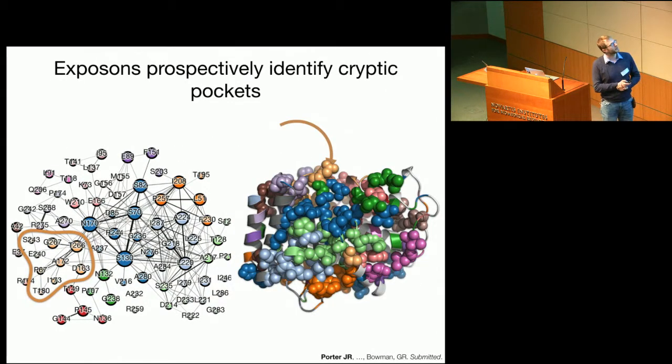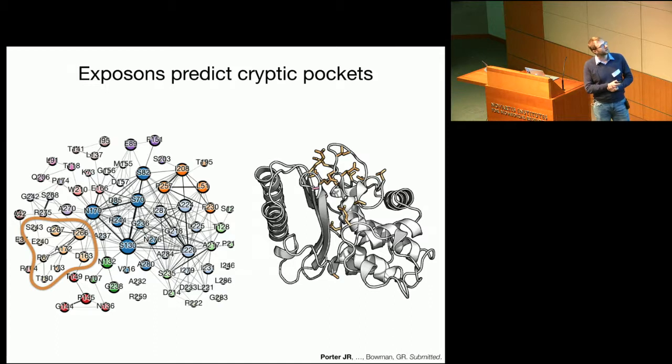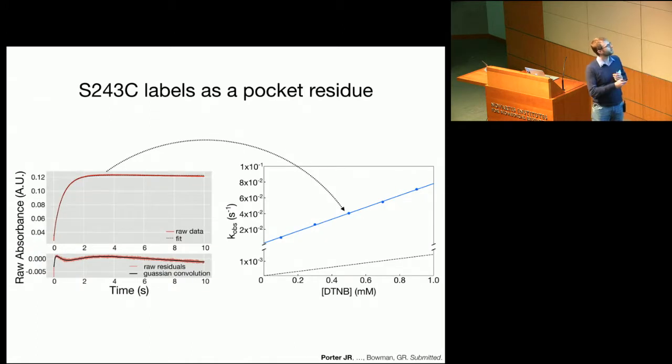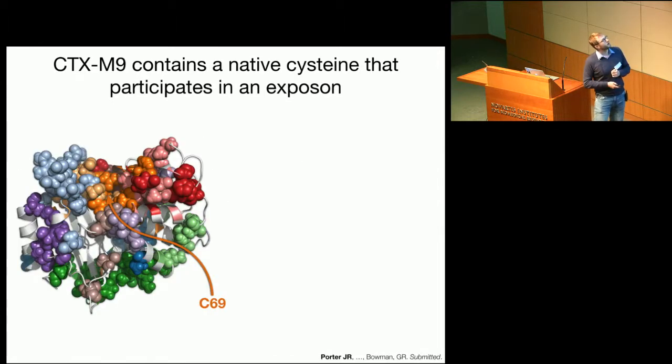So we mutate this pink residue here that's hard to see in this part of the morph to cysteine, spike in the label, and find that it in fact does label as a pocket residue. So this is a little bit of data that you saw earlier in Greg's talk. Something that's always on our mind when we do this is that we have to introduce a mutation. So we're in a very literal way not looking at the same protein anymore.